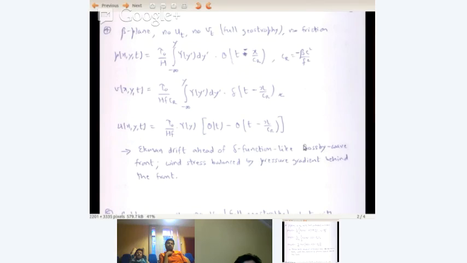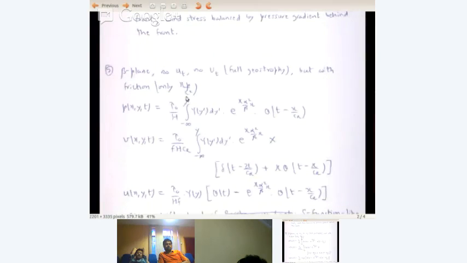So ahead of a delta function like Rossby wave front, there is Ekman drift. So where the Rossby wave has not reached, you have the Ekman drift. That is called the interior solution. Behind the front, the wind stress is balanced by the pressure gradient. There's no current behind the front. It's a steady balance in which the pressure gradient balances the wind stress.